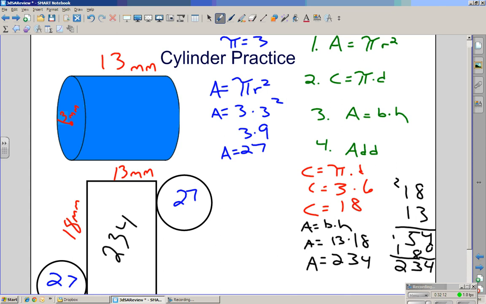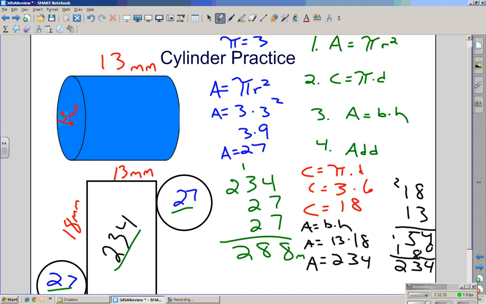Now, my final step is just to add all the areas together. So I need to add the circle, the rectangle, and the circle. I have 234, 27, 27. 4 plus 7 is 11, plus 7 is 18. That's 4, 6, 8, 288 millimeters squared. And my board is officially full. Is that your answer? If you got that correct, great job.